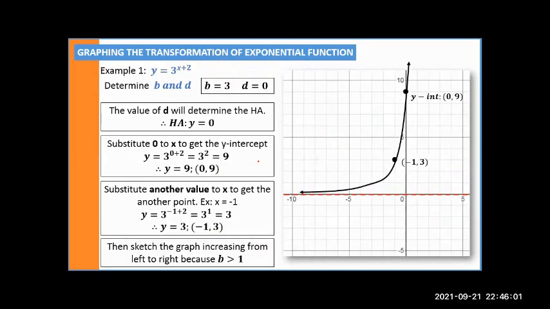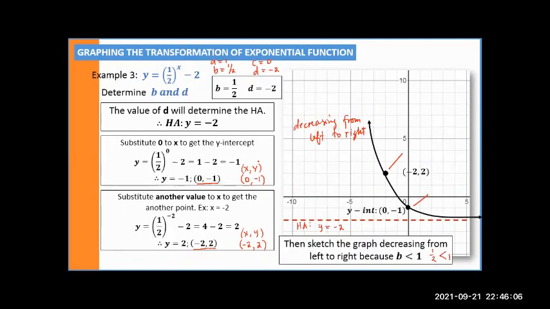We have example number 1, example number 2, and example number 3. Okay? So tandaan yung steps sa pag-graph ng exponential function. So whether it's a basic one, a transformation, or a natural exponential function.